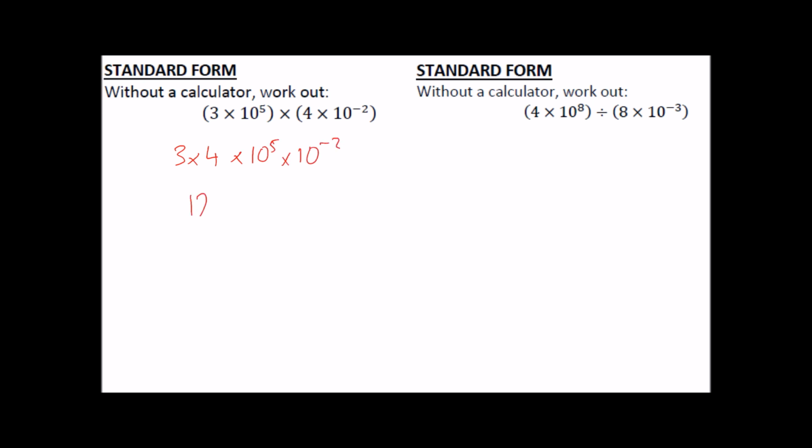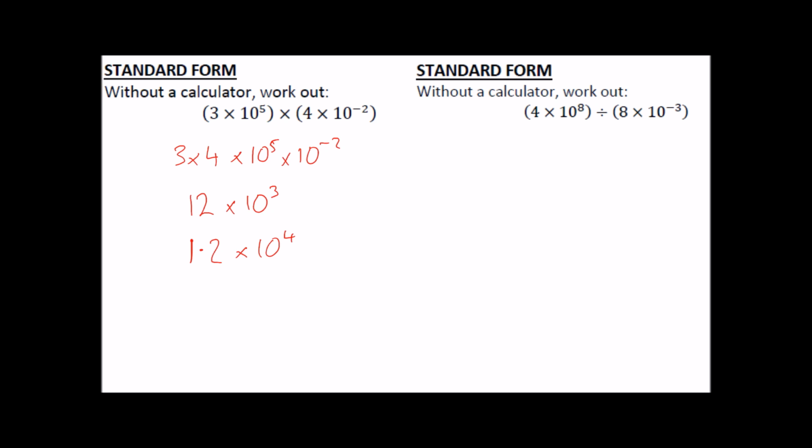Now 3 times 4 is 12, and 10 to the power of 5 times 10 to the power of minus 2, we add the powers, so 5 add minus 2 is 3, so we times 10 to the 3. Now it's really important that standard form is between 1 and 10, so if we make that 1.2, I need to change my power to 10 to the power of 4.